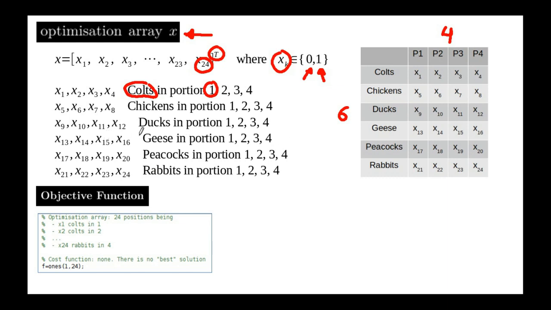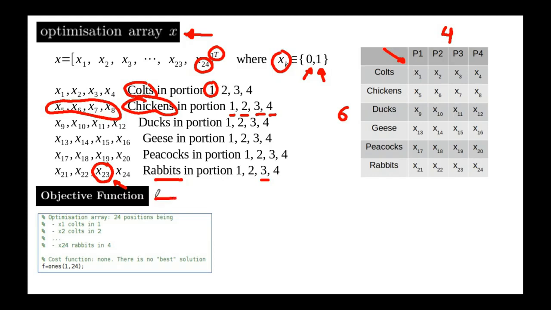and on the constraints. So the second 4 elements belong to the chickens, assigned in portion 1, 2, 3, or 4, as you can see here in the table. Cows, chickens, ducks, geese, and so on. So, for example, X23 means rabbits in portion 3. We don't know if at the end this will be 0 or 1. It will depend on the solution of the problem.